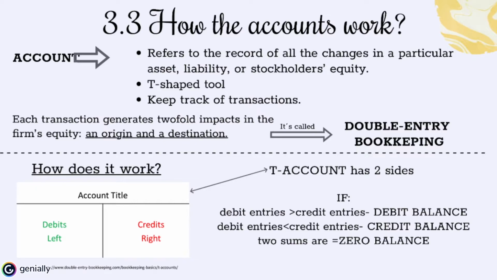How does it work? The T account has 2 sides: the debit entries on the left and the credit entries on the right. If the debit entries are bigger than the credit entries, we have a debit balance. If it is the opposite, we have a credit balance. And if the 2 sums are equal, we have a zero balance.